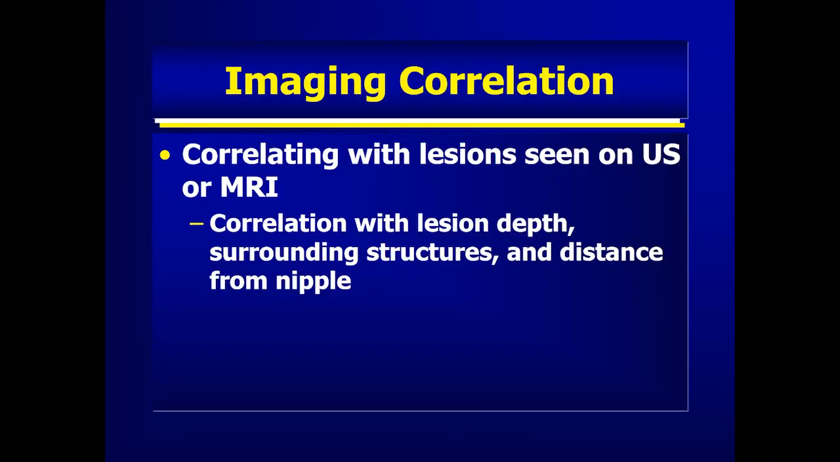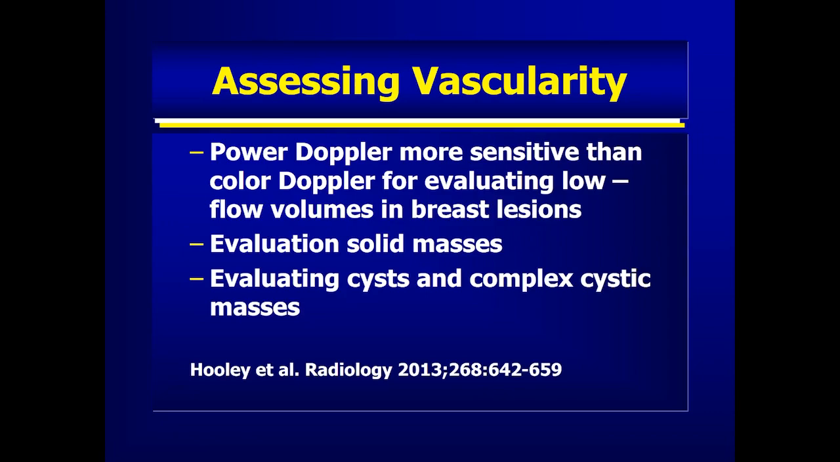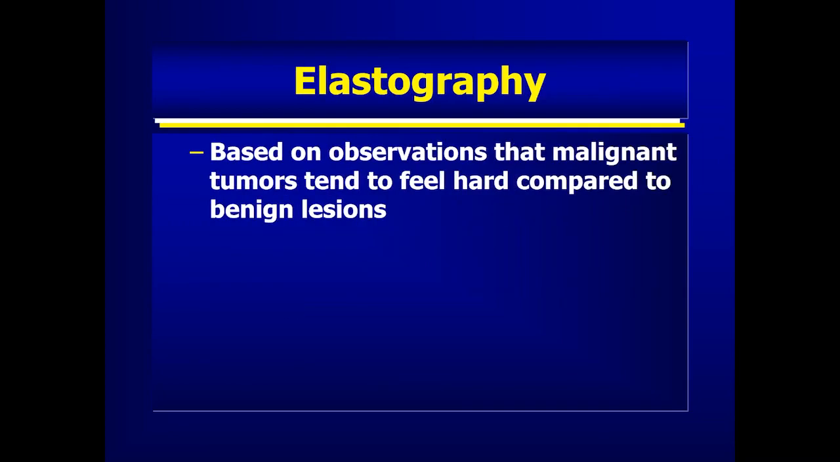We want to be able to correlate between mammogram and ultrasound, as well as between ultrasound and MRI. For example, we want to correlate lesion depth, the surrounding structures, and the distance from the nipple. When we look at vascularity, power Doppler is more sensitive than color Doppler for evaluating low flow volumes in breast lesions. That can help us when we're evaluating solid masses, when we're evaluating cysts and complex cystic masses as well.